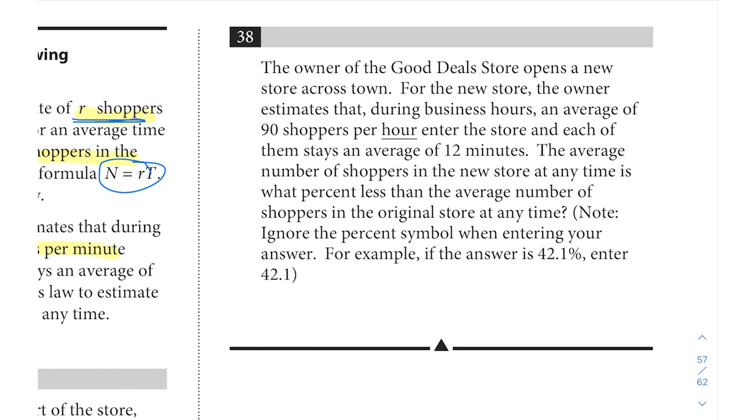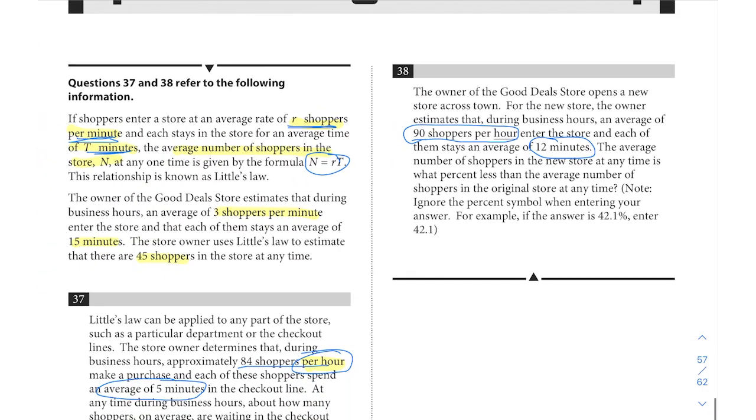All right, let's take a look at number 38. So for this one, it says the owner of the Good Deals store opens a new store across town. For the new store, the owner estimates that during business hours, an average of 90 shoppers per hour enter the store. And so again, we're looking at per hour here, and each of them stays an average of 12 minutes. It says the average number of shoppers in the new store at any time is what percent less than the average number of shoppers in the original store at any time.